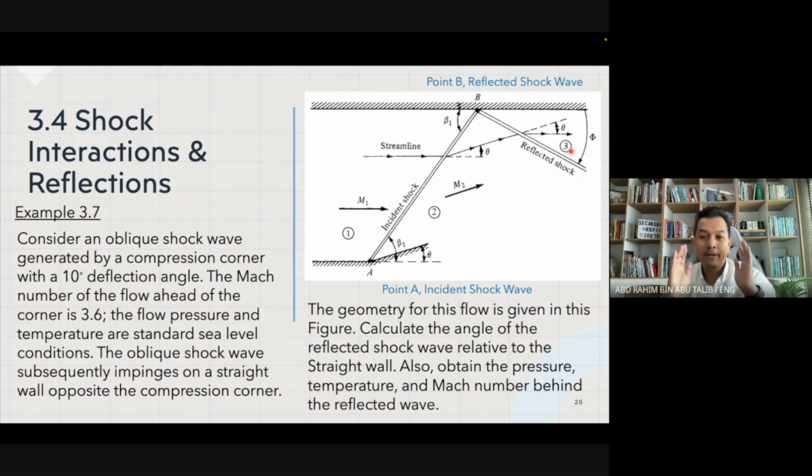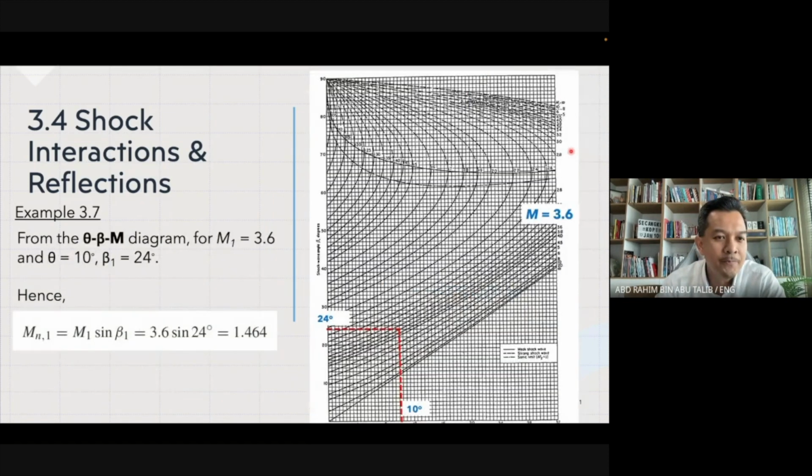So you have to have a clear mind, clear direction where you want to go to find the values. Let us see the solution. So we start with the diagram of theta beta and Mach number. You are being given a value of 3.6. So there is a trace of line of Mach number 3.6. So you trace it down here and you stop at the point that intersects at theta equal to 10 degree.